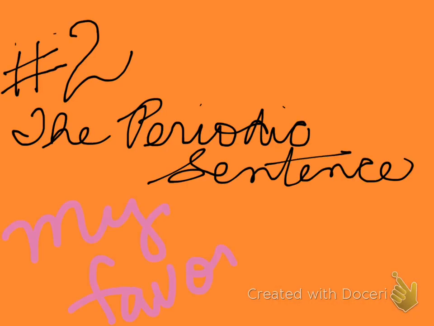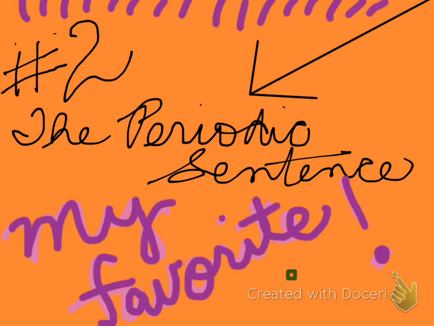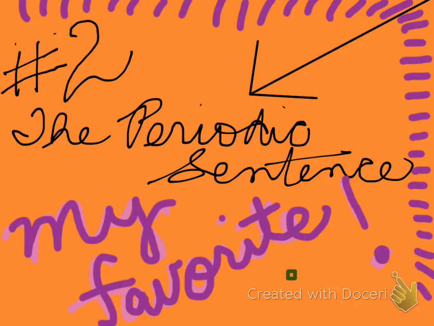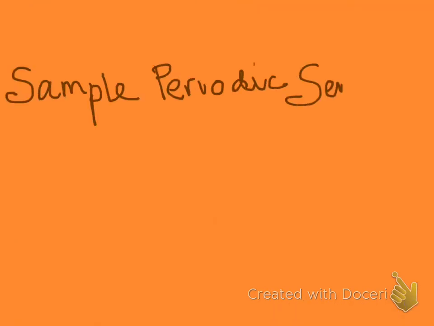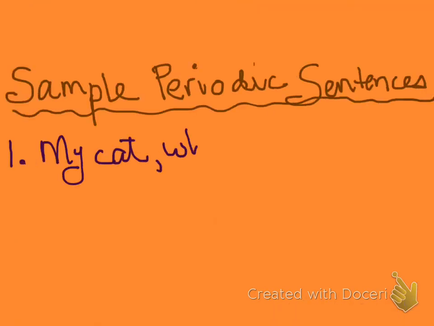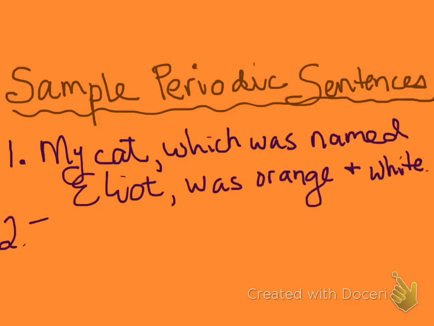The second type of sentence is called the periodic sentence, and the periodic sentence is a basic statement, but it has details added in between the subject and the verb. So you know a period causes a stop at the end of the sentence, so a periodic sentence is something which has a stop in the middle of the sentence. Here are some sample periodic sentences. My cat, which was named Elliot, was orange and white.